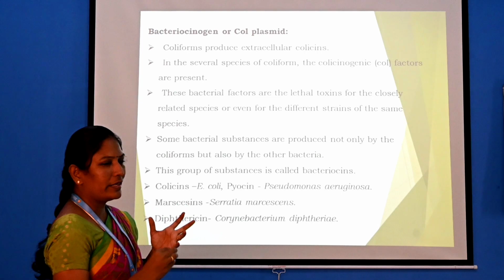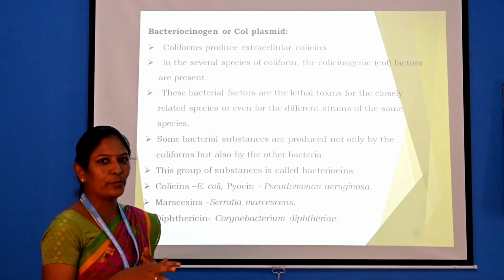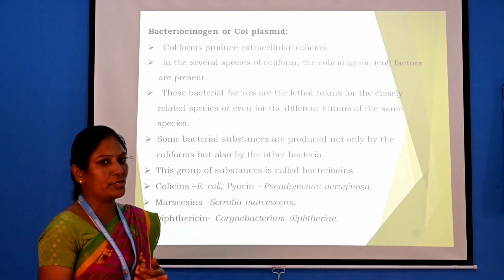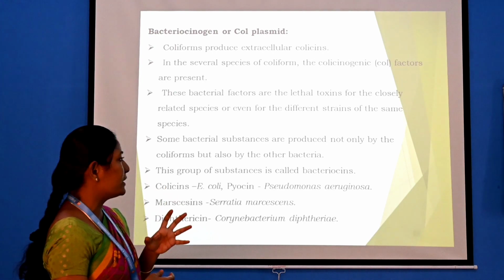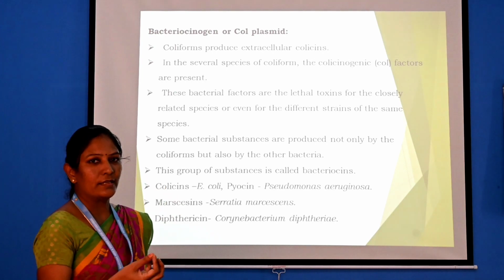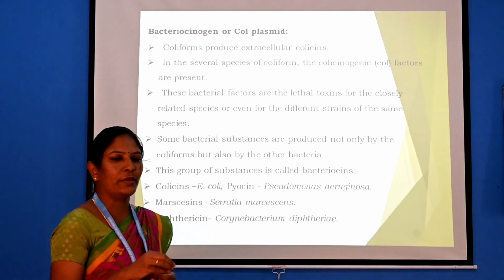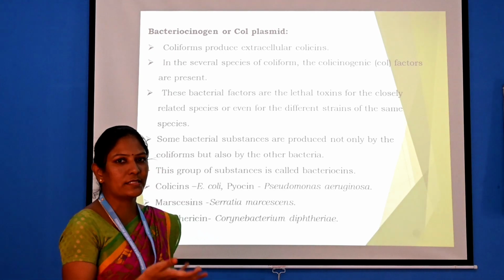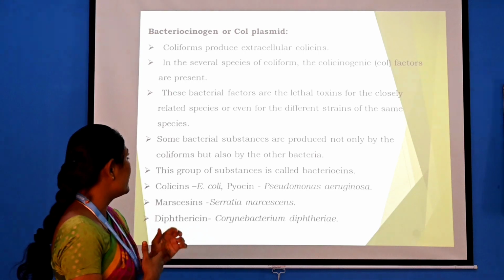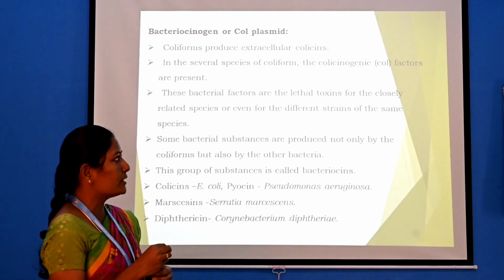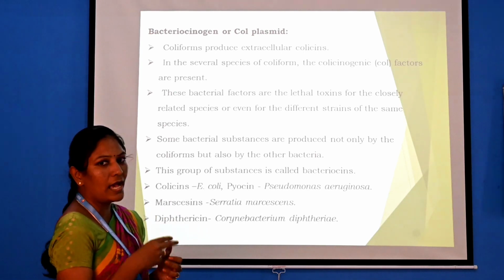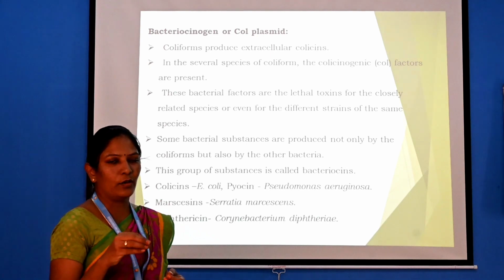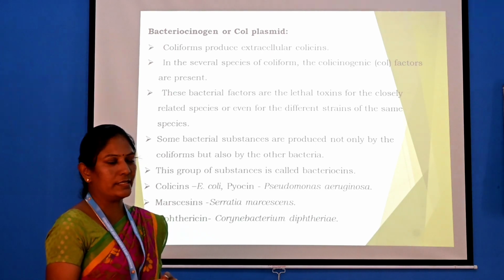So coliforms, for example, Escherichia coli, will produce the col plasmid. The coliforms produce extracellular colicins. Based on the concentration of colicins, the bacteria Escherichia coli will cause diseases to human beings. In several species of coliforms, the colicinogenic factors are present. So this category of E. coli only will cause the diseases.